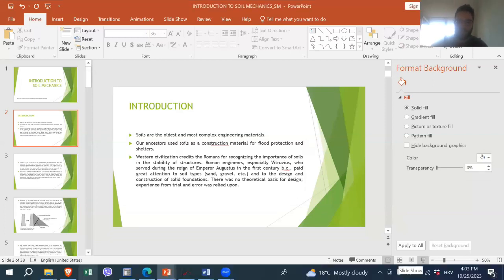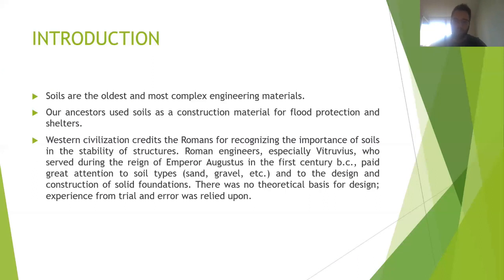So, as I said before, the Romans have huge credit for recognizing the importance of soil for the stability of structures. The Romans did a lot of things, like aqueducts and the Colosseum, all of which required a lot of engineering. And the Roman engineers, especially Vitruvius, who served during the regime of Emperor Augustus in the first century before Christ, paid a lot of attention to soil types.